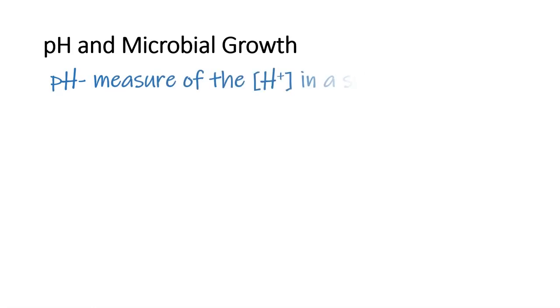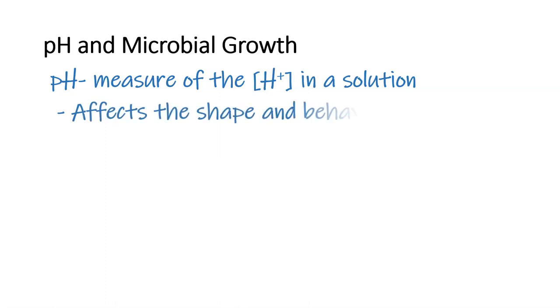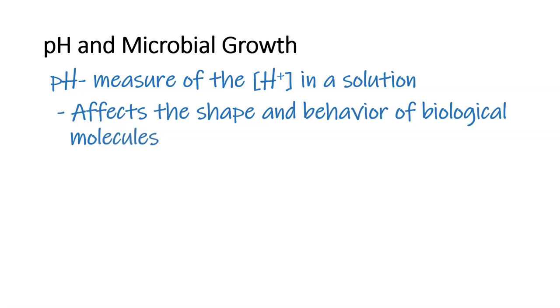Another important characteristic of our aqueous environments is pH. Remember, pH is a measure of the hydrogen ion concentration in a solution. You should be able to recall that the more hydrogen ions, the lower the pH, and the more acidic a solution is. The pH of a solution affects the shape and behavior of most of our biological molecules, especially our proteins. For most cells, the pH of the cytoplasm is between 7 and 7.4, which is a neutral pH.